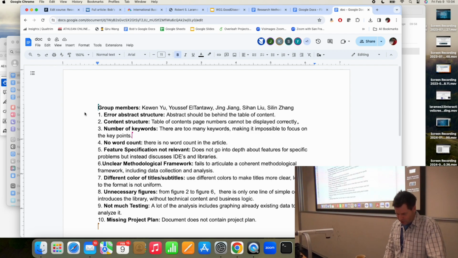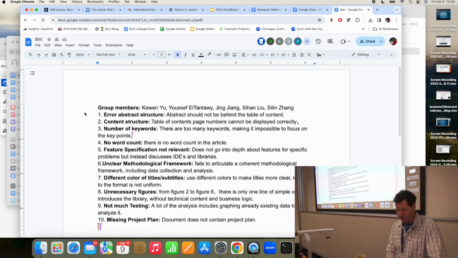Okay, error: abstract structure. Abstract should be behind the table of contents. I'm not sure what that means. I mean, the abstract usually comes before the table of contents, usually. Contents or table of contents, yes, that's correct. Number of keywords, yep. No word count. Okay, I guess that's good. Yeah, it's good to include a word count. That's true.